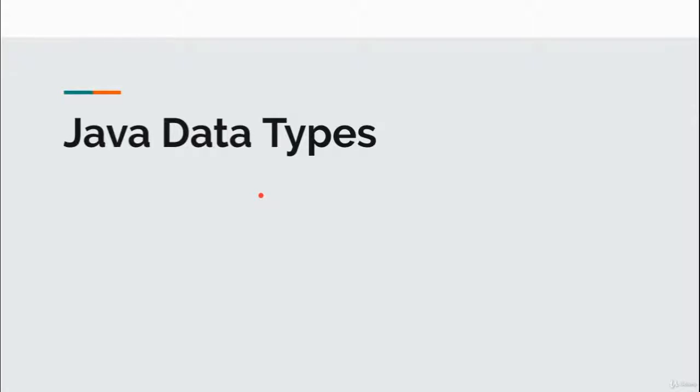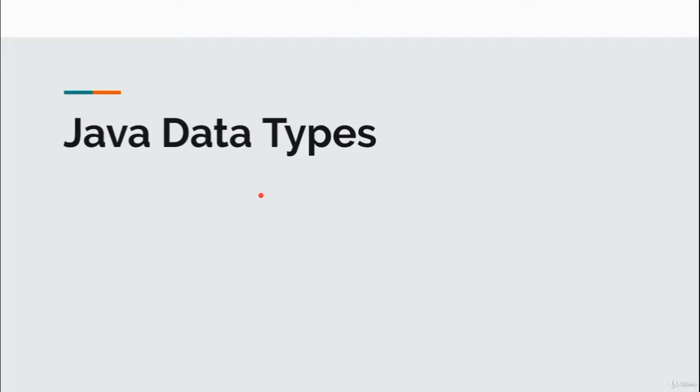So in this lecture, we are going to study Java data types. What are data types in Java, and what are they used for? First of all, we will discuss what Java variables are. Variables are just containers for storing data values of any data type.